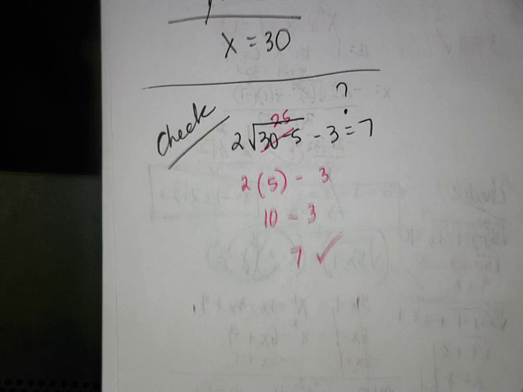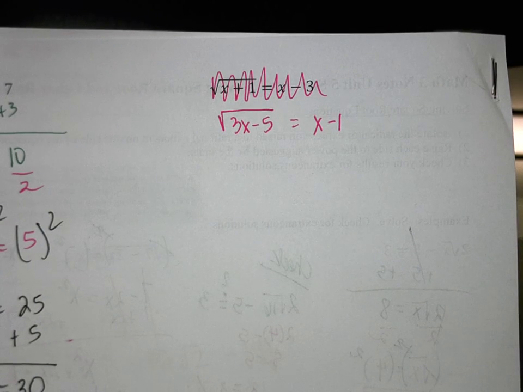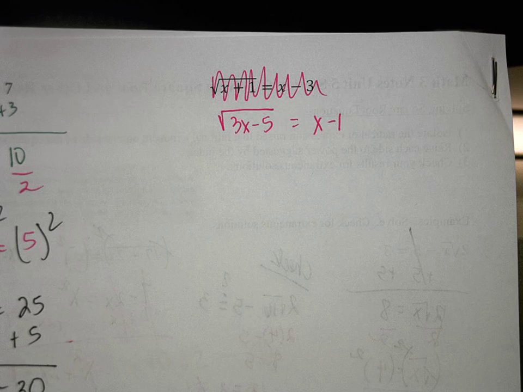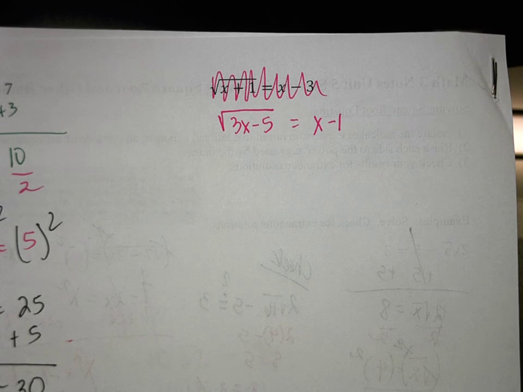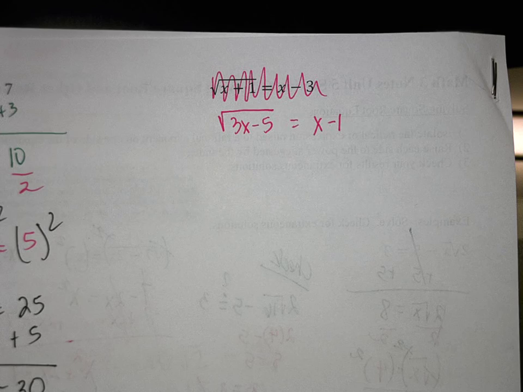All right, so the next problem, rewrite that one. It's the square root of 3x minus 5 equals x minus 1. So we'll go ahead and do this one together. I'm going to pull some names for this one. Okay, let's see if you guys can be with me here. Okay, you ready?